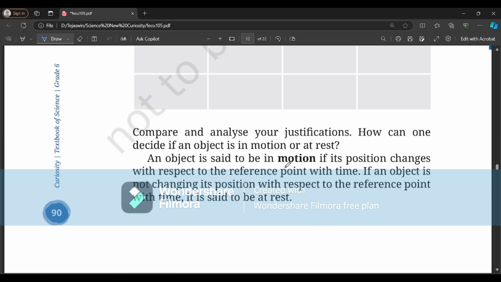An object is said to be in motion if its position changes with reference to the reference point with time. If an object is not changing its position with respect to the reference point with time, it is said to be at rest. So with respect to the reference point, if the position of the object does not change with time, then it is said to be at rest.